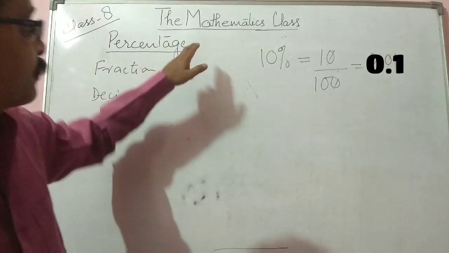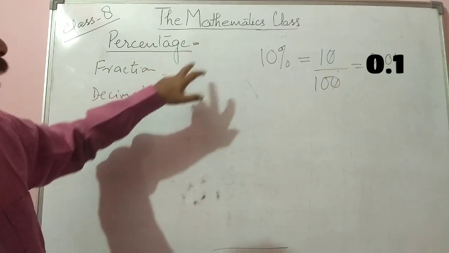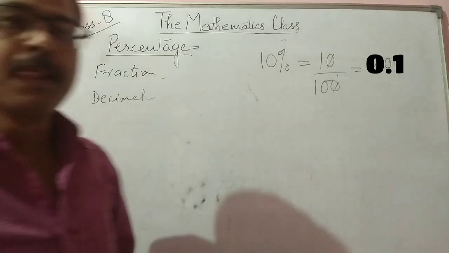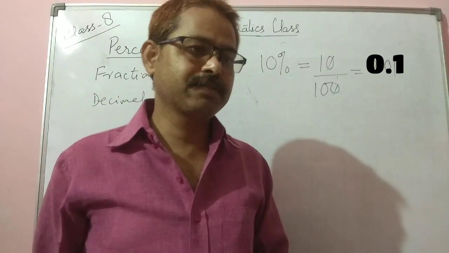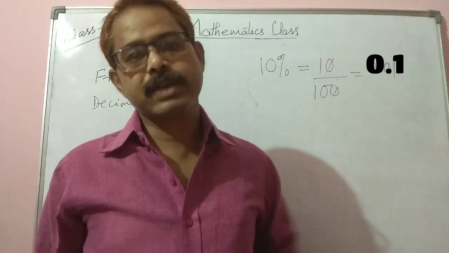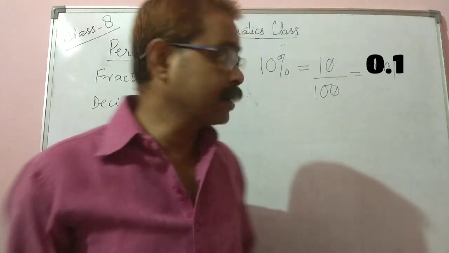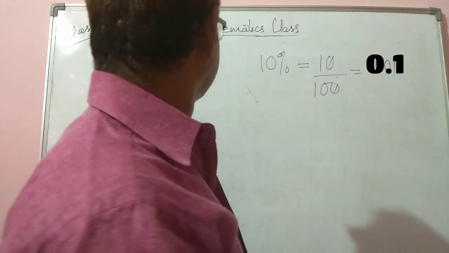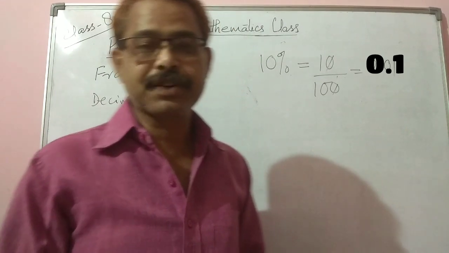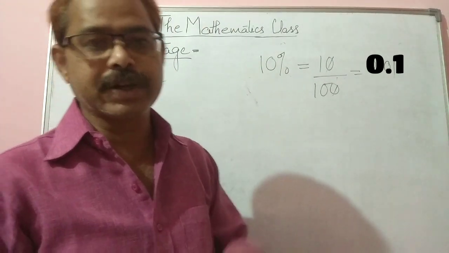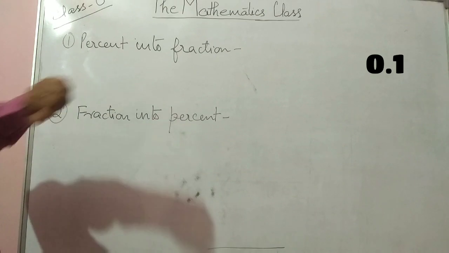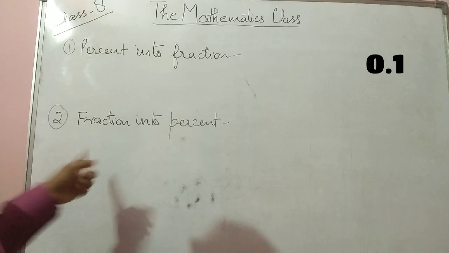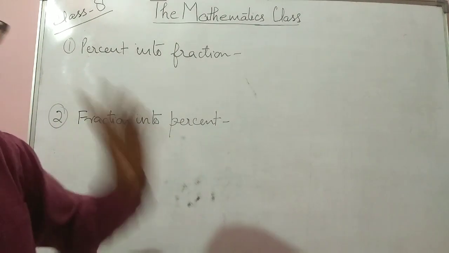It means if you have been given percentage, you can convert it to fraction or you can convert percentage to decimal and vice versa. Percentage can be converted to the fraction as well as decimal. At the same time, decimals and fractions can be converted into percentage. So now we will learn how to convert these, percentage into fraction, fraction into decimal, decimal into percentage, and so on. Now I am taking these two topics, converting percent into fraction and converting fraction into percentage.